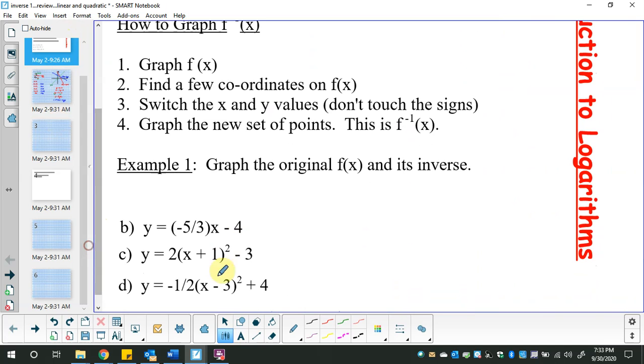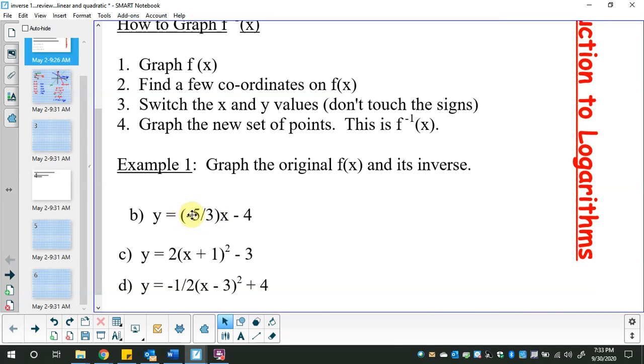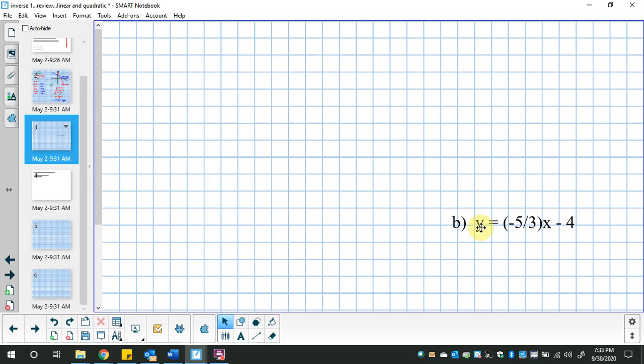What I want to make sure we do is that we do at least one more line, and I've picked one that isn't so pretty because I'm not convinced that everybody will know how to do the inverse equation when your m is a fraction. So I'm going to take this here, and we're going to go through all the same steps.